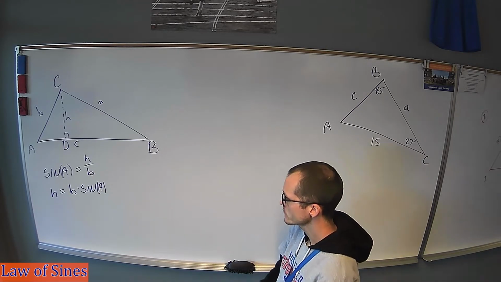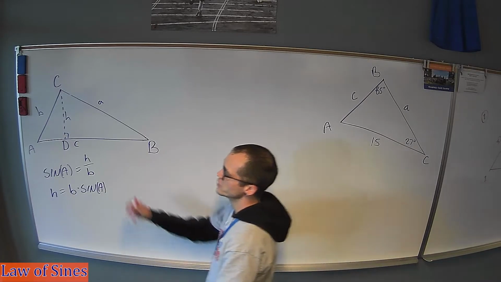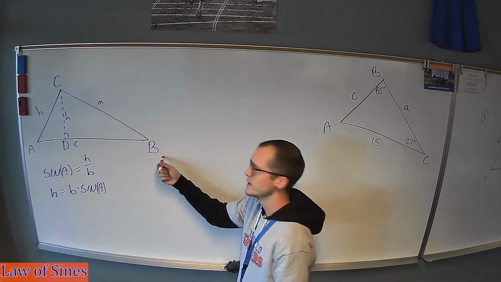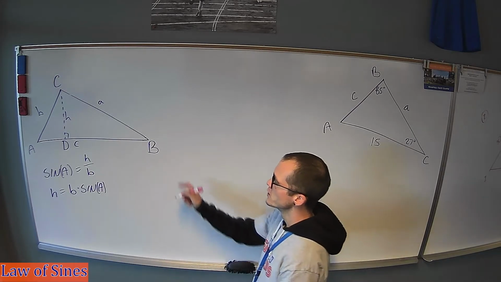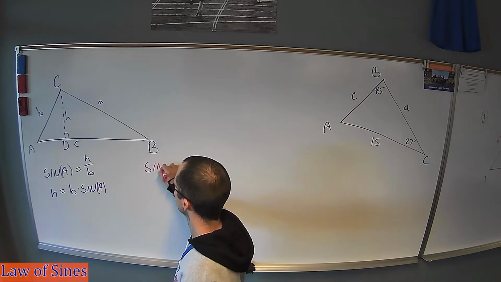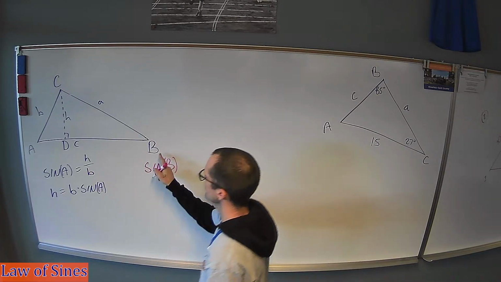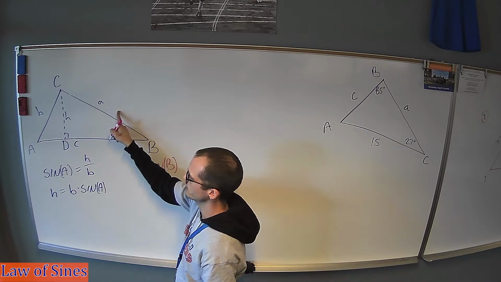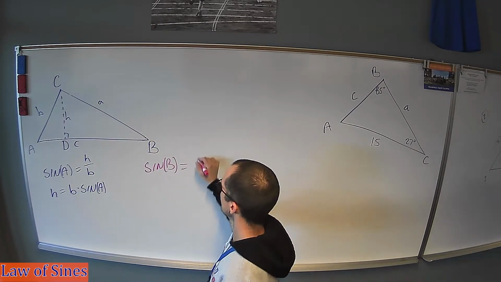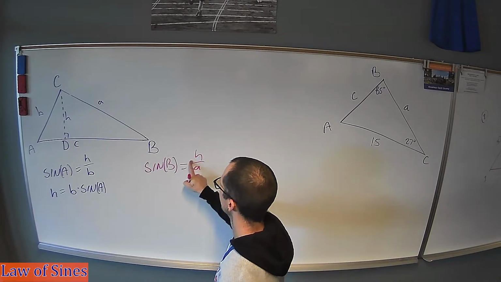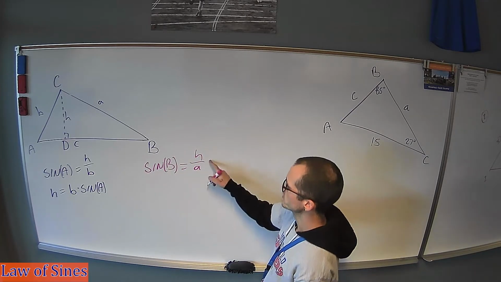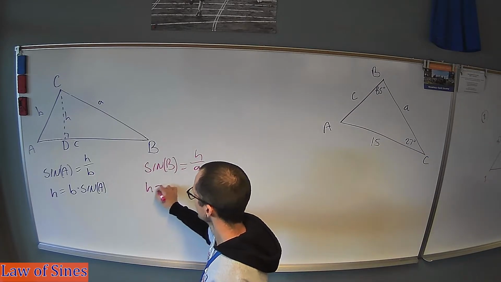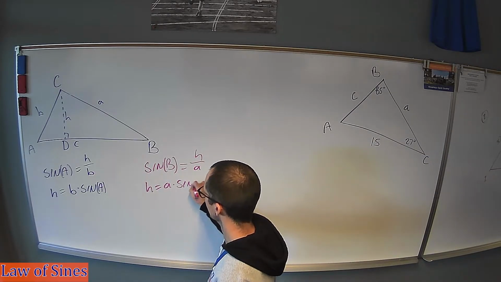Next, I now want to ignore triangle ADC and focus on triangle BDC. And I'm going to do the same thing, but from the perspective of B. So I'm going to look at the sine of angle B, which is the ratio of the opposite leg to the hypotenuse of this right triangle here. So it's going to be H over A. And again, I'm going to solve this thing for H. So I'll multiply both sides by A, and then I'm going to flip-flop it again. So I get H equals A times the sine of B.